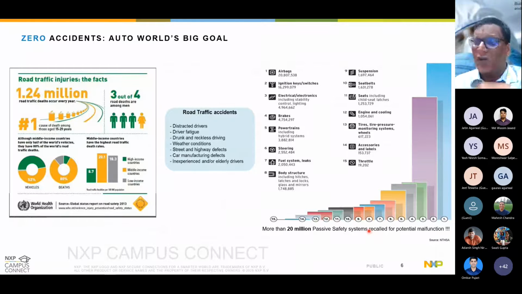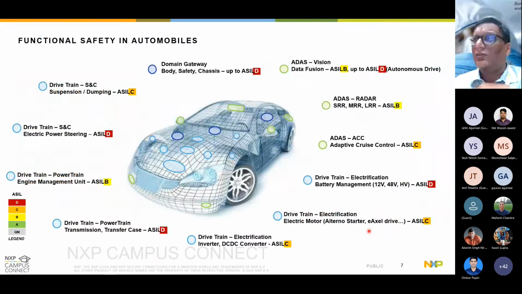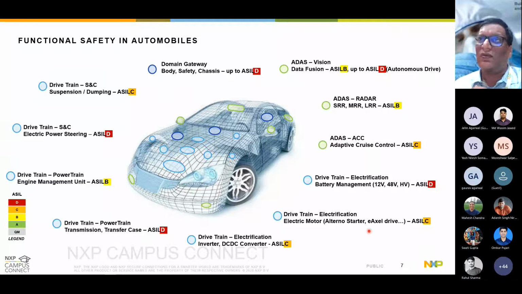So in automotive, what this slide shows is the different systems in the car and their safety integrity level. We'll come to the safety integrity levels. In automotive, we have safety integrity levels ranging from low to high. There are some systems where you want very stringent safety. For example, if you are driving and your brakes fail, then you're definitely going into an accident. So the braking system could be a high safety integrity system.